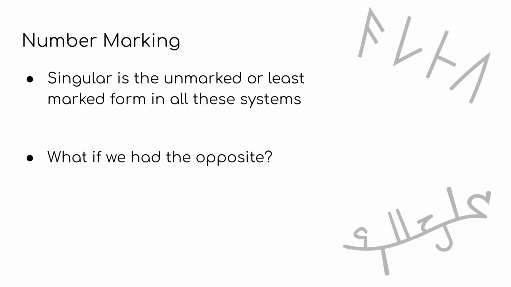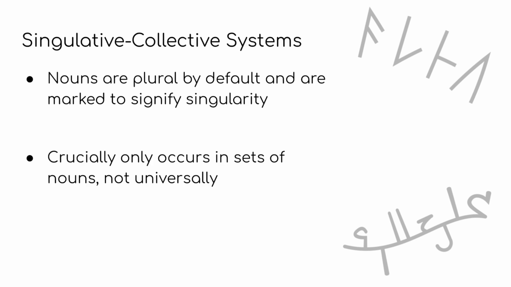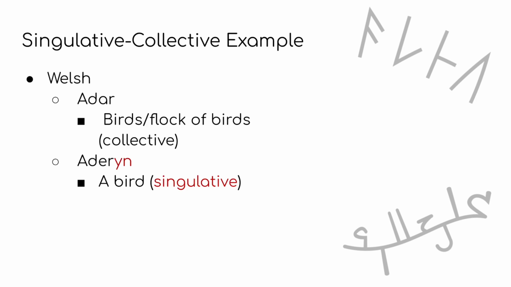One thing to note here is that in all of the examples thus far, the singular has been the default or unmarked form, while all the other numbers are indicated by some sort of marking. But what if we had the opposite? This happens in some languages in certain sets of nouns, though crucially not all of them, and is called a singulative collective system, in contrast to the singular plural systems we're used to. Here, the default form of the noun indicates more than one, and it can be marked to signify just one of something. Nouns in this category are usually things found in groups, like a herd or flock of animals.